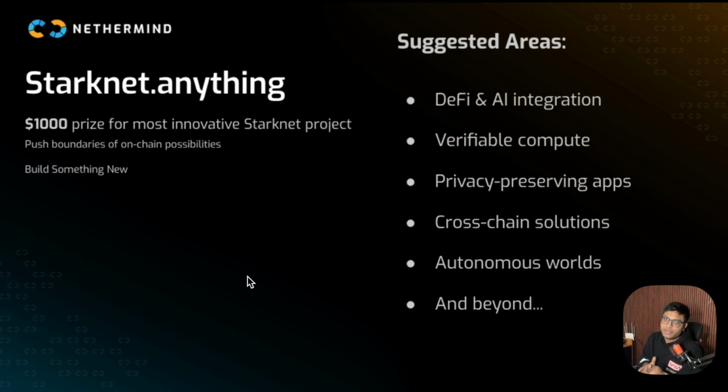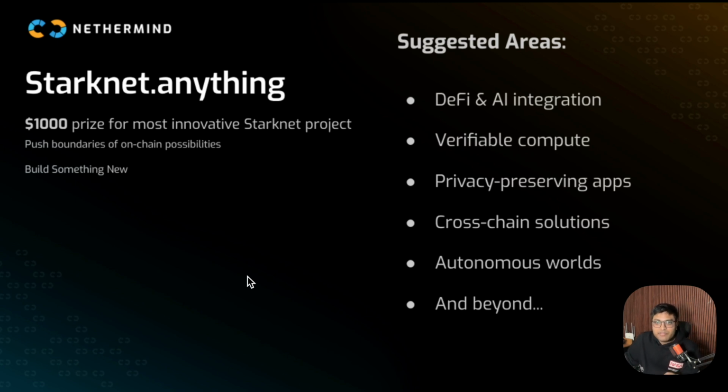Now here comes the most awaited part, the discussion about the StarkNet.anything bounty. We are offering a prize pool of $1,000 for the most innovative project that can be built on StarkNet. So StarkNet's architecture allows for some interesting capabilities that weren't feasible before on-chain. So we have some ideas of what you could build around.